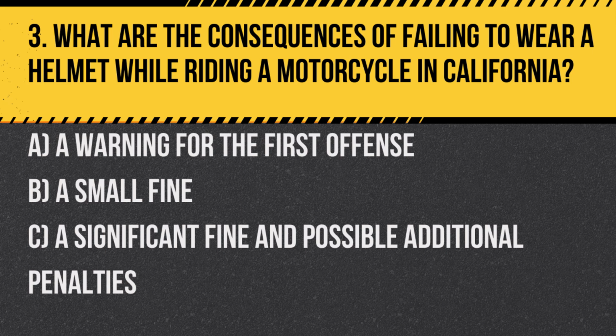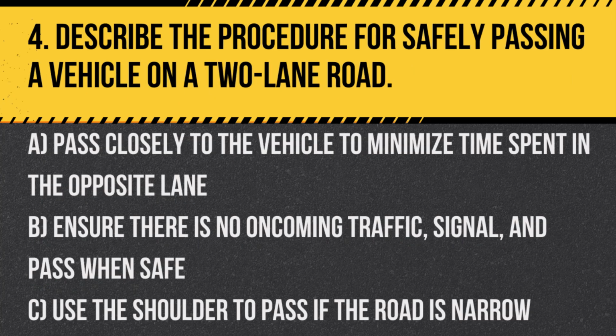Question 3. What are the consequences of failing to wear a helmet while riding a motorcycle in California? A. A warning for the first offense. B. A small fine. C. A significant fine and possible additional penalties. Answer. C. A significant fine and possible additional penalties. California law requires all motorcycle riders to wear helmets, and failure to do so can result in fines and other penalties.